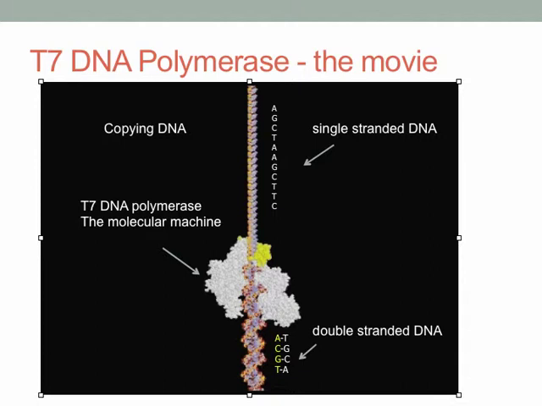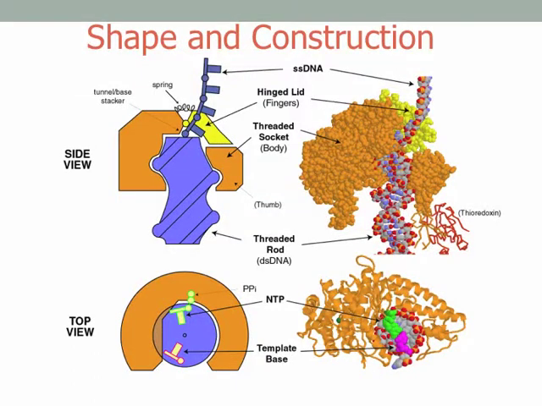Okay, so it's really fascinating how molecular machines operate, and we can make movies of them, and we can actually study them just like we would study a macroscopic machine. So we can look at their shape and construction, just like we would look at the shape and construction of a macroscopic machine. So on the left in this image is a cartoon drawing of the polymerase and the DNA. And notice that the DNA is represented by this threaded rod, and part of the polymerase is represented by a solid orange body.